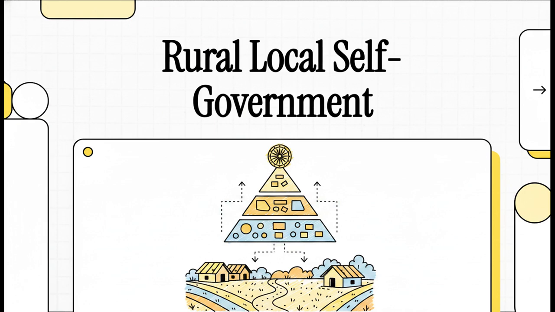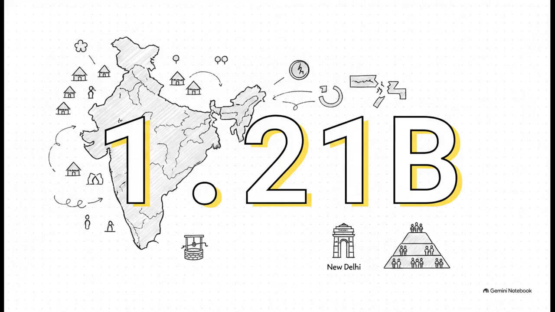Let's get into it. 1.21 billion people. That was the population of India back in the 2011 census. Just let the sheer scale of that number sink in for a second. It's staggering. A huge portion of that population lives out in remote villages. So how do you even begin to manage that?